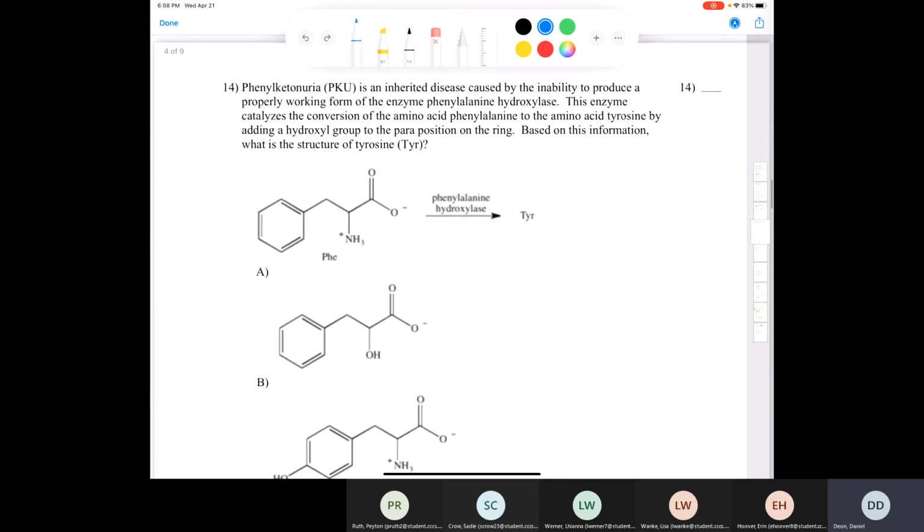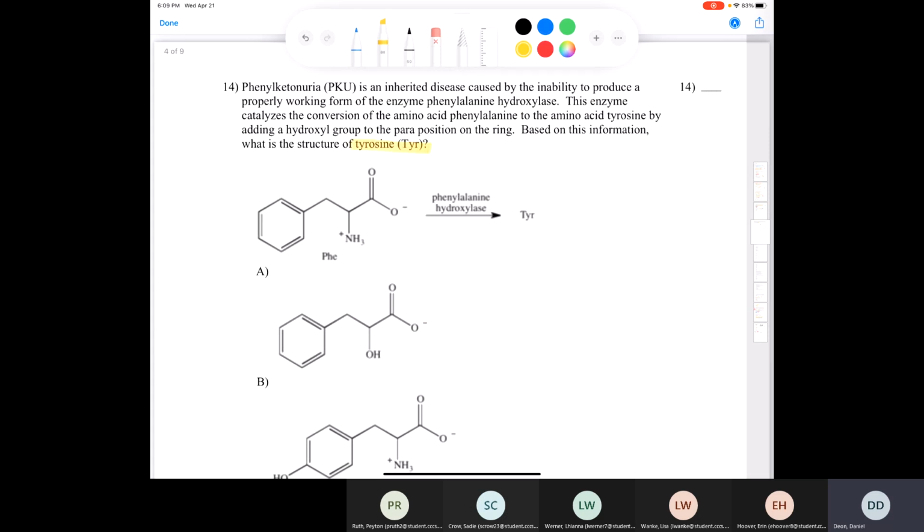It's a question that takes up a lot of space here. Phenylketonuria is an inherited disease caused by the inability to produce a properly working form of the enzyme phenylalanine hydroxylase. This enzyme catalyzes the conversion of the amino acid phenylalanine to the amino acid tyrosine by adding a hydroxyl to the para position of the ring. Based on this information, what is the structure of tyrosine? And so you need to know how to be able to figure out the structure of tyrosine.